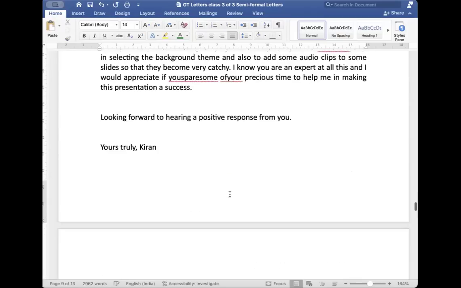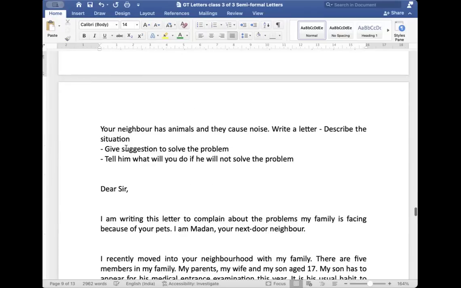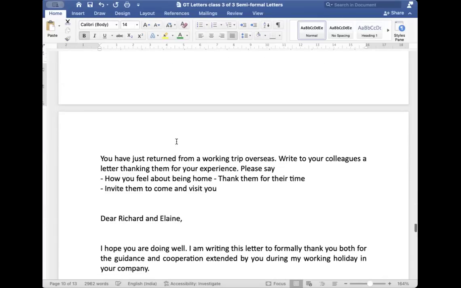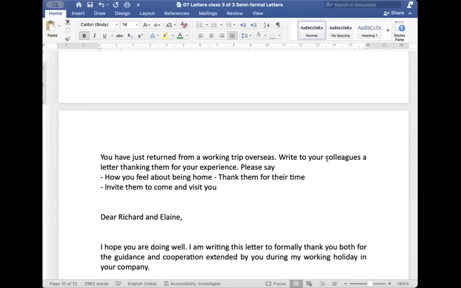And then this next letter is to a neighbor who has animals and they are making a lot of noise. So you have to write, that is a semi-formal letter. Then colleagues, foreign colleagues, this is a semi-formal letter.